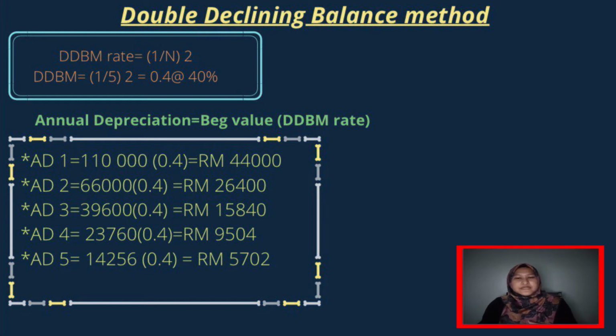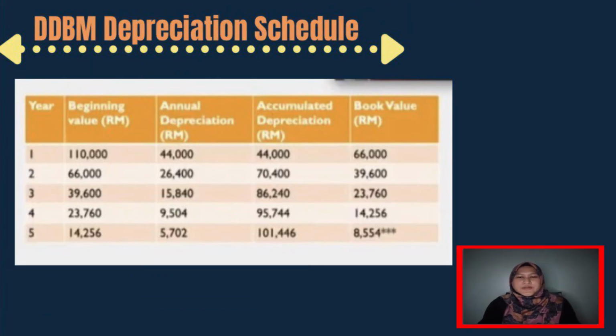To make it easier for us to calculate, we should look at the table first. The first beginning value always starts with COA, which means 110,000 ringgit. Okay, how to calculate annual depreciation? The beginning value times the DDBM rate, which is 40% that we calculated just now. Accumulated depreciation in the first year is the same as its annual depreciation, and the BV is still the same as the straight line method. Then the book value of the first year you carry forward to year 2.